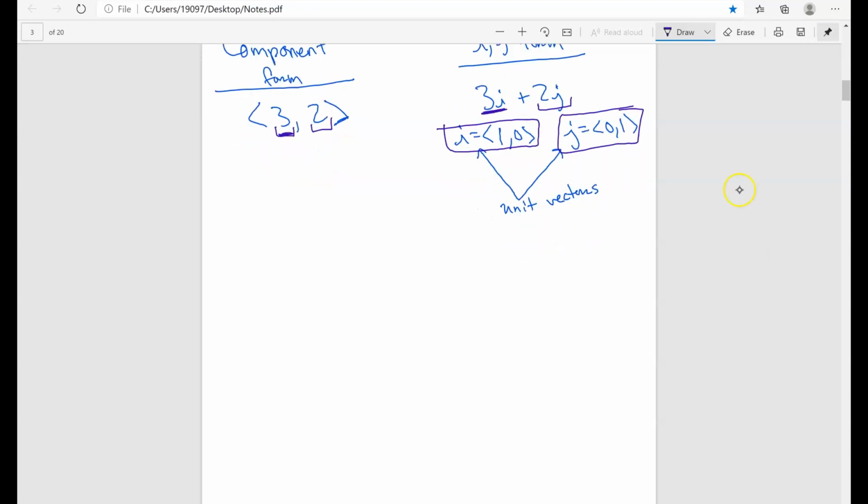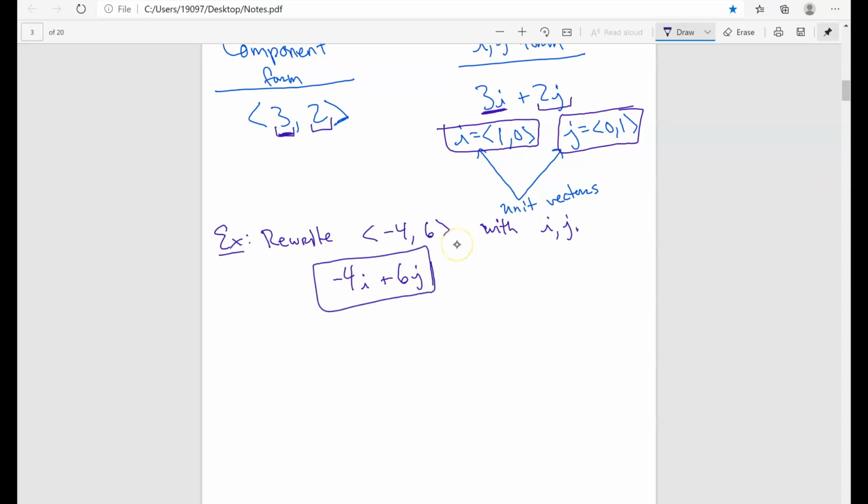So if I wanted to rewrite negative 4, comma 6 with i and j, then basically what you would write is, you would take the negative 4, attach an i, and then take the 6 and attach a j. That's basically what it is. Okay, so very, very easy.